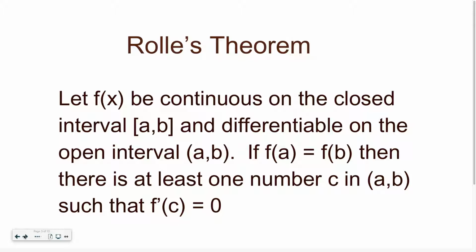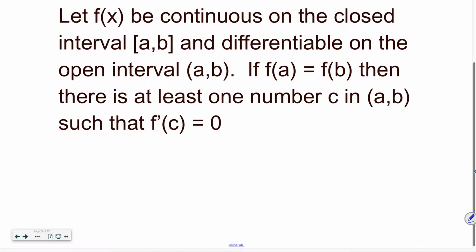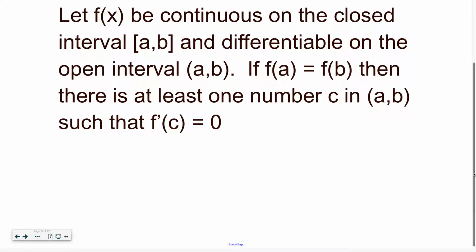So Rolle's theorem is just what we talked about on that last slide. As long as our y values are the same, then somewhere between those two x values, you're going to have a slope of 0. Do I need to move it up a little bit? Better? Okay.